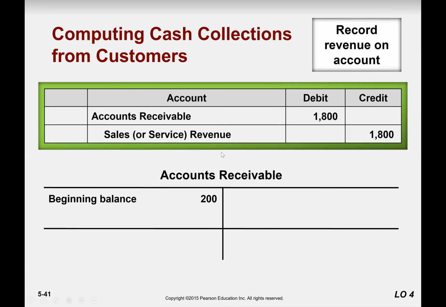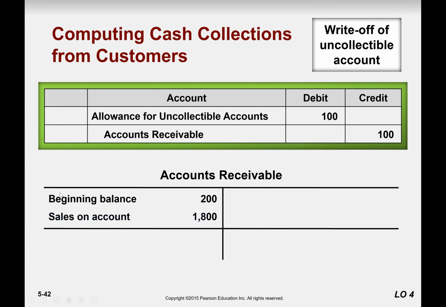And now, computing cash collection from customers. We already studied it when we were talking about ledgers, how we can use ledgers from a different perspective. So let's talk about it here as well. This is the accounts receivable, this is the beginning balance. A credit sale occurred, accounts receivable to sales, 1800. So you write down 1800 here, right? And now what happened?